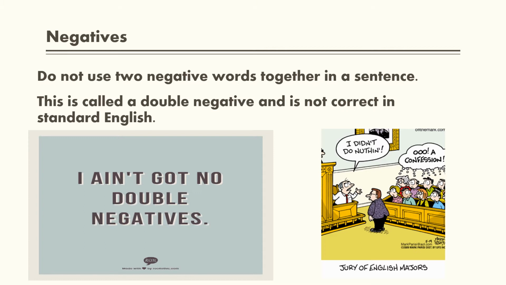It's not correct in standard English, and that means the English that we're graded on. This is the formal English. We talked about this, that you can use slang and talk a little bit how you want when you're with your friends. But in standard, that's the formal English. So we don't use double negatives.